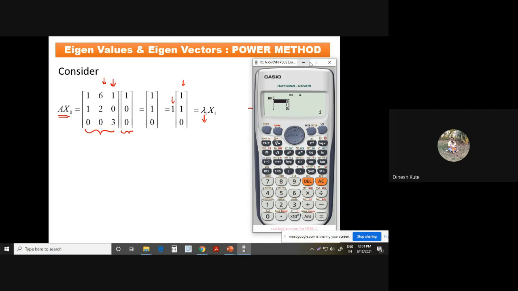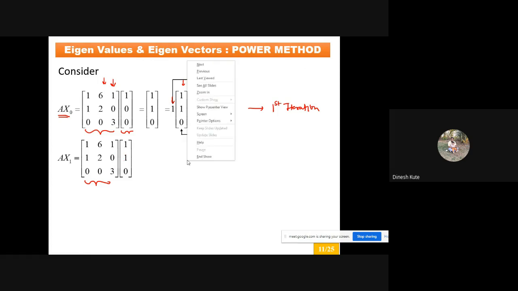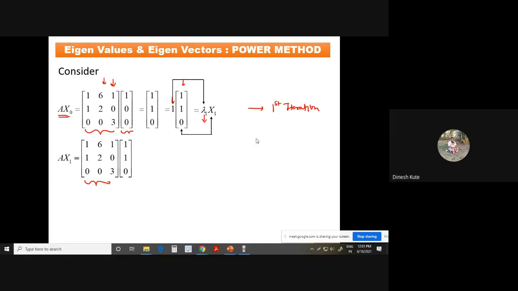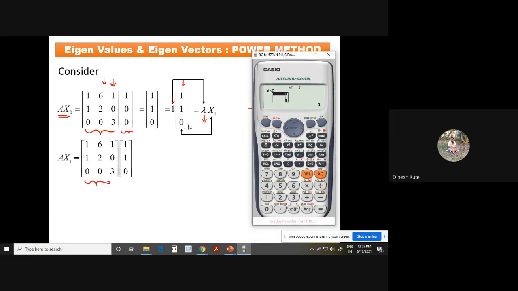Now come to the second iteration. Now this is my x1, 1 1 0, and I have to keep my A matrix as it is. And I have to perform this calculation now. Can you try this on the calculator? In this case it becomes trivial, because these entries are 1 and 0.